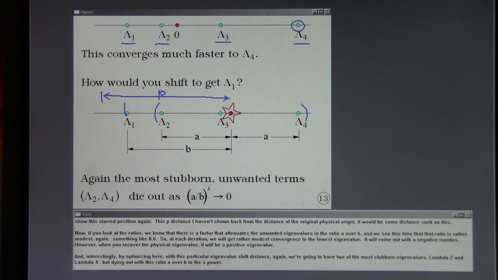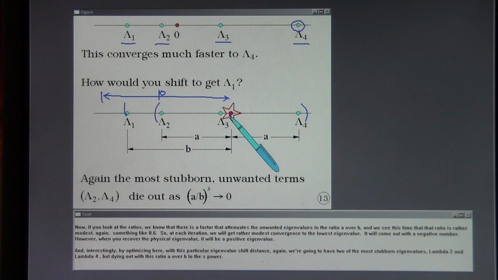However, when you recover the physical eigenvalue, it will be a positive eigenvalue. And interestingly, by optimizing here with this particular shift distance, we are going to have again two most stubborn eigenvalues, lambda 2 and lambda 4, dying out with this ratio of A over B to the S power.